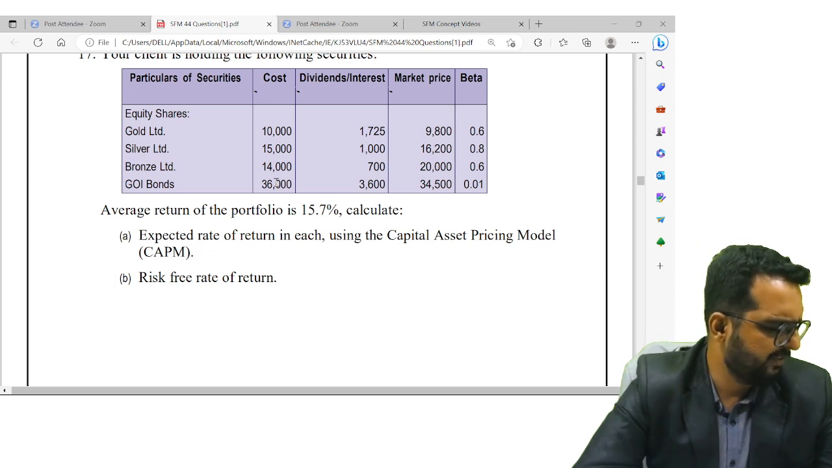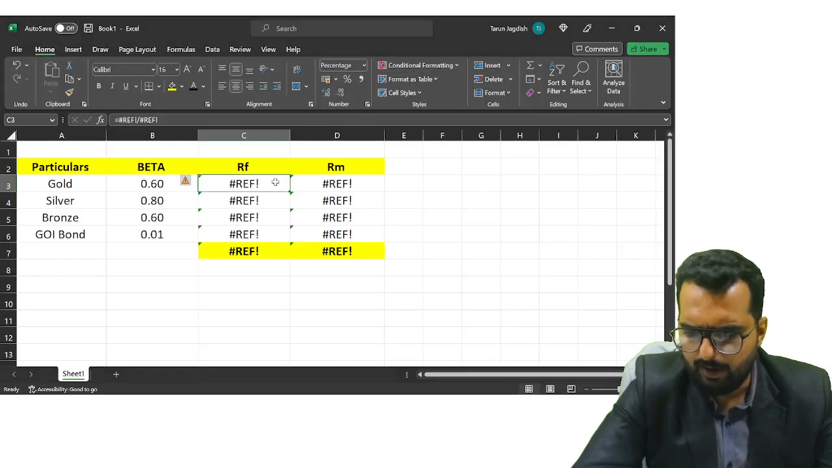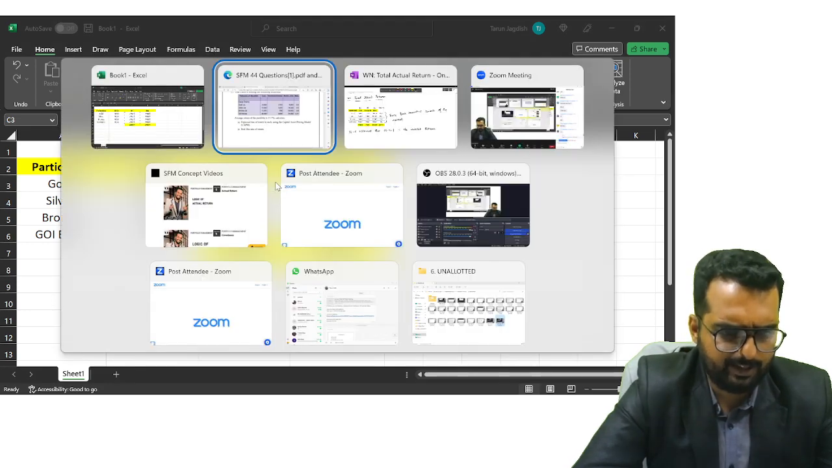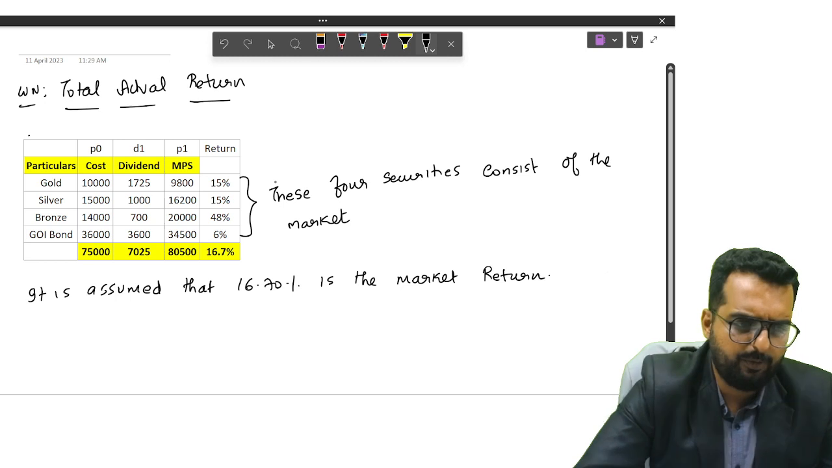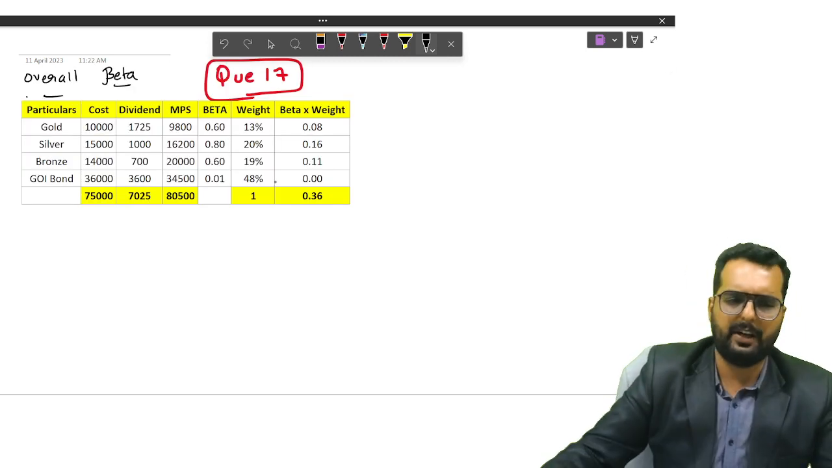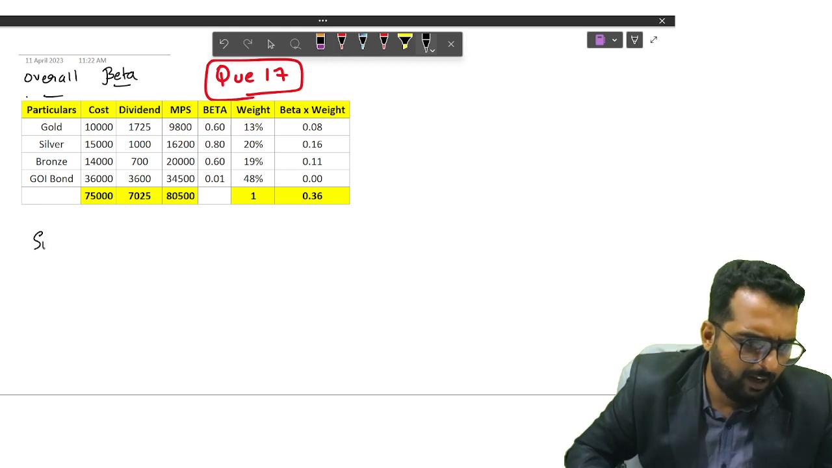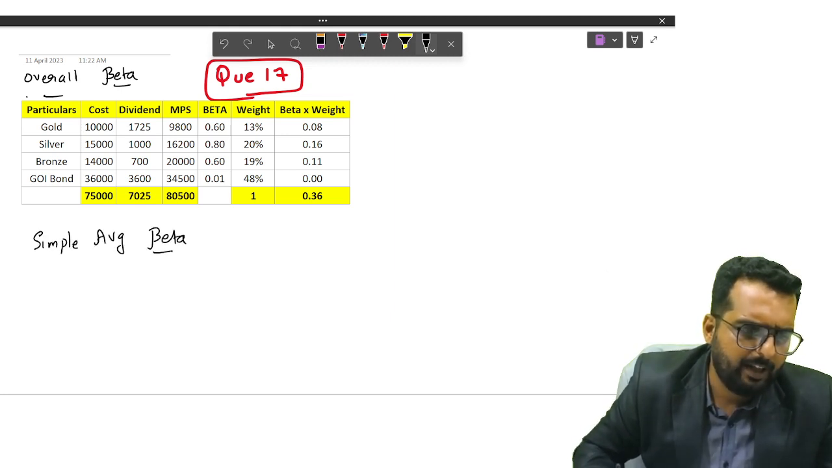RF is not given in the question, just double check. Okay, RF is not given. All right. I think we have to find out the RF, and even to find out the RF, friends, we have found out the overall beta using weighted average. In your textbook, they have done it using simple average beta. That's again an incorrect point that they have done.